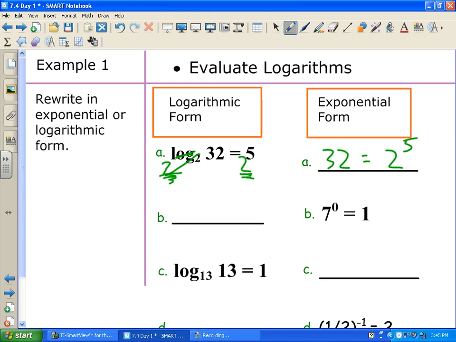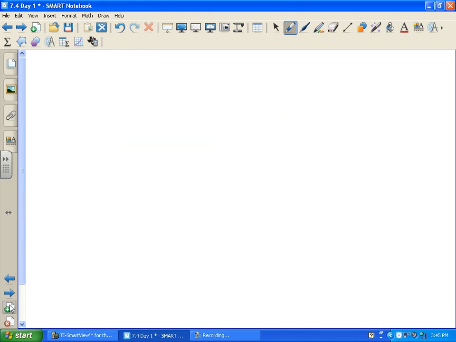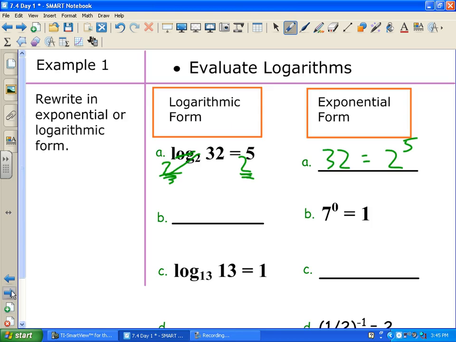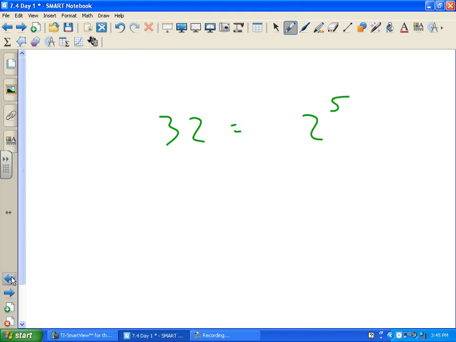I'm going to take that 32 equals 2 to the 5th. This is now in exponential form. That's what we just did. What I want to do now is change it from exponential form into logarithmic form. The way that I'll do that, if I have a base and I want to get rid of the base, I need to introduce a log. So the log I'll introduce to both sides is a log base 2.